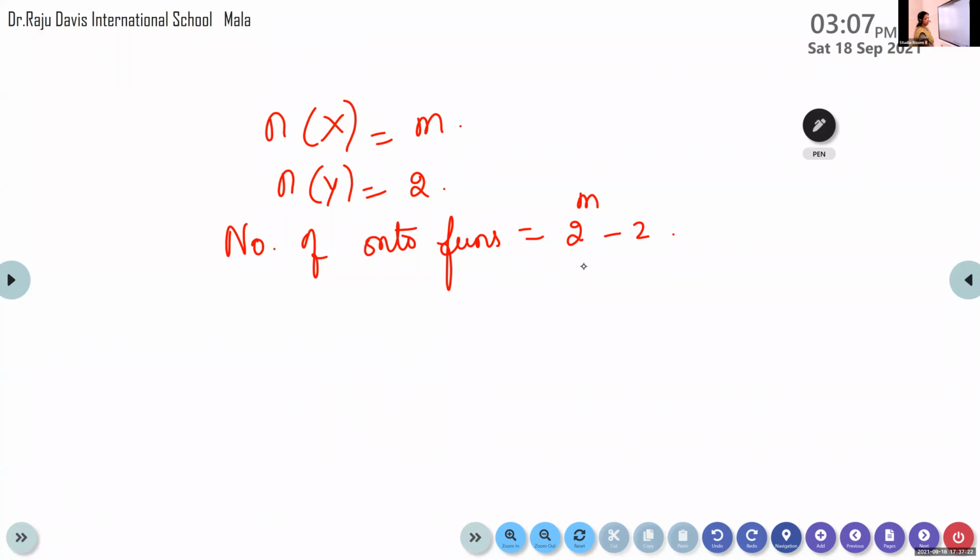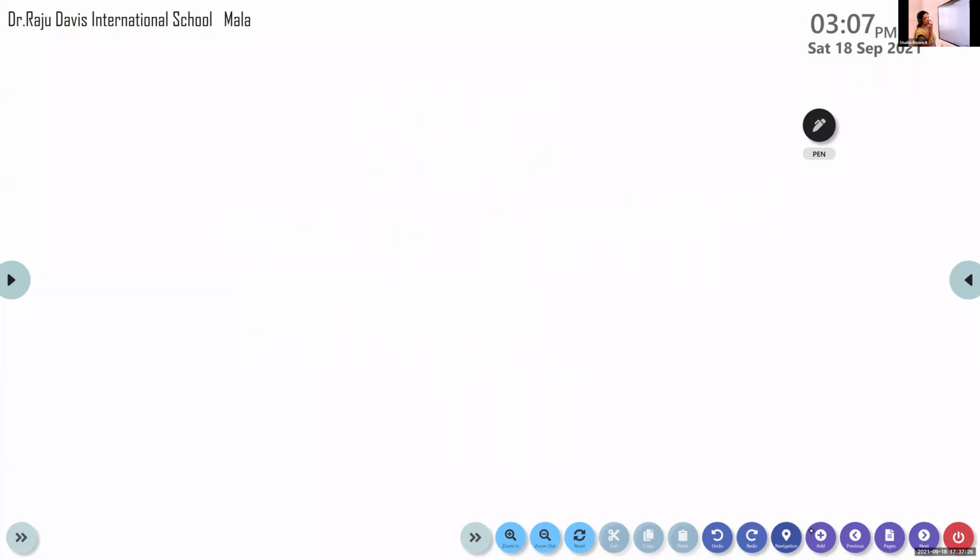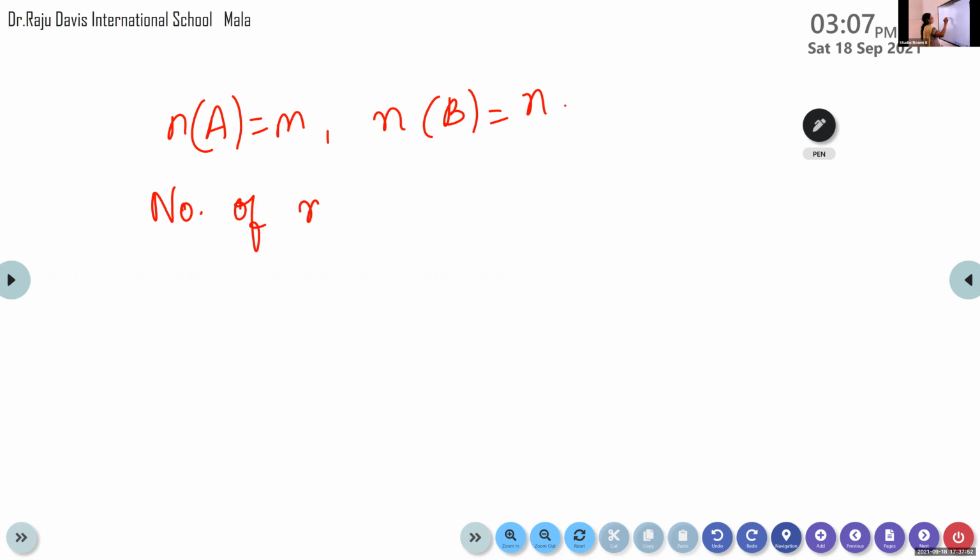Write the next one. Next question. Formula is over. Now we are going to do the problems. Write down. Suppose n of A is equal to m and n of B is equal to n. Then the total number of non-empty relations.